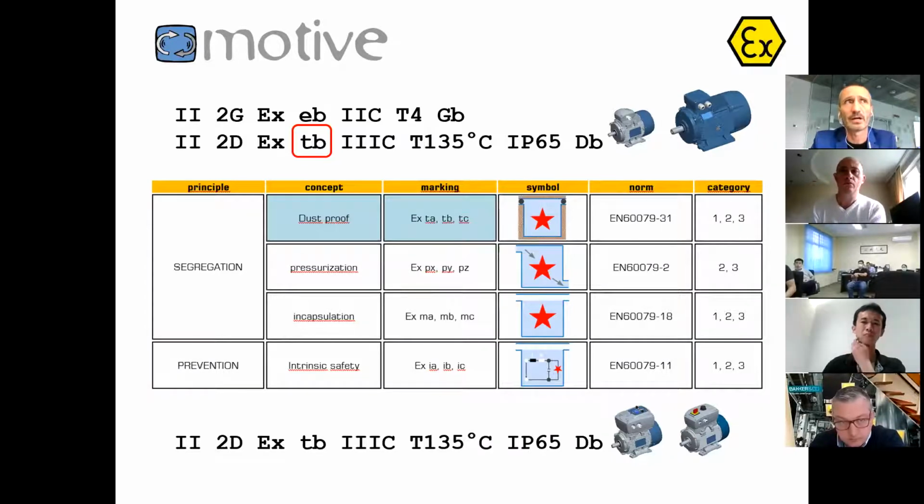There are also some tests in ATEX which are about the aging of a product. How long will this product keep on being safe? How long will the oil gaskets, for instance, keep on preserving this IP degree?